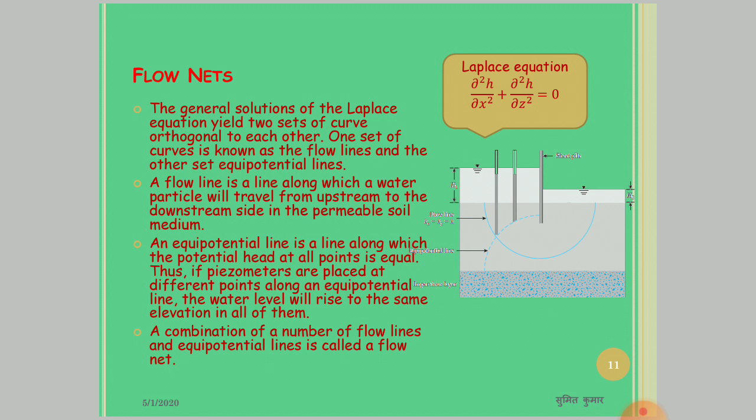Since the Laplace equation is a partial differential equation, the general solution of this equation yields two sets of curves which are orthogonal to each other. One set of curves is known as flow lines and the other set is known as equipotential lines. A flow line is a line along which a water particle travels in its course of seepage through a saturated soil mass.